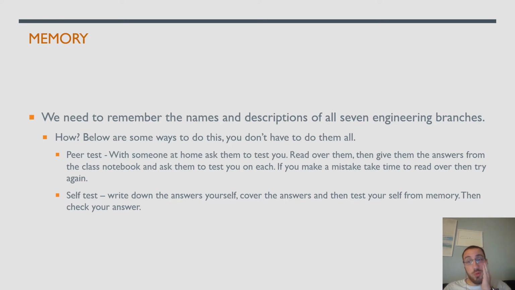Now, there's lots of ways to remember things, lots of different techniques. You might know some that work for you already, or you might not. You might be like, some things I remember, some things I forget. So we need to remember these 7 different engineering branches. This is like the foundations of the course. We need them stuck in your head. I've got 2 methods here, and you don't have to do both.